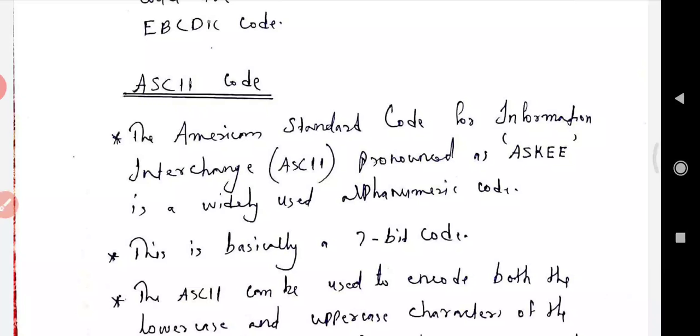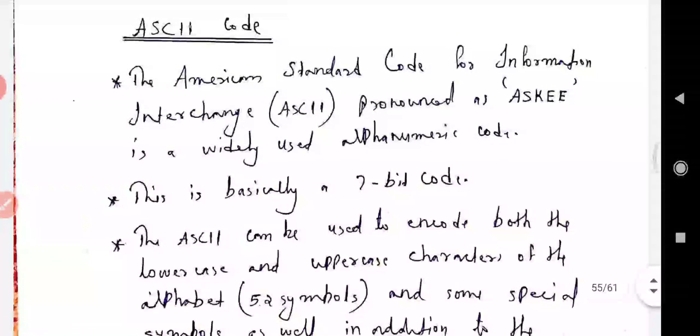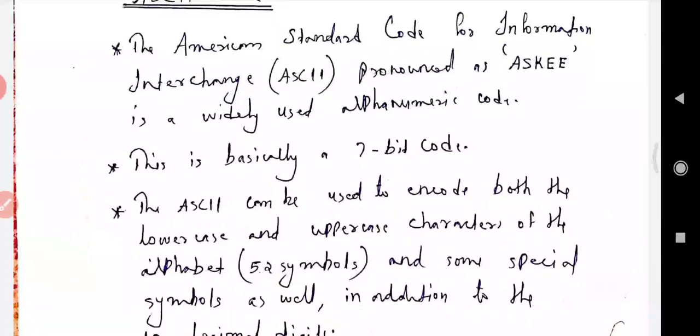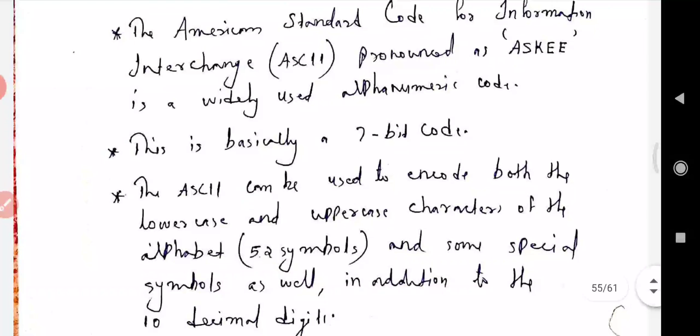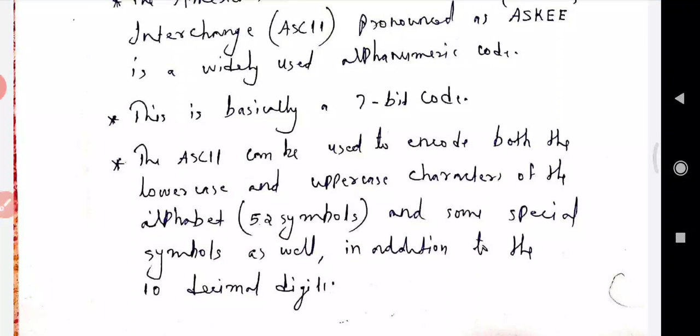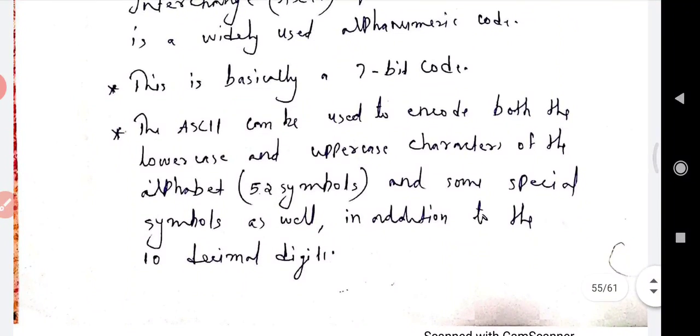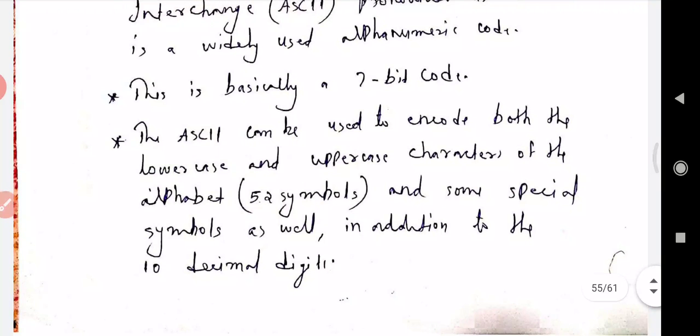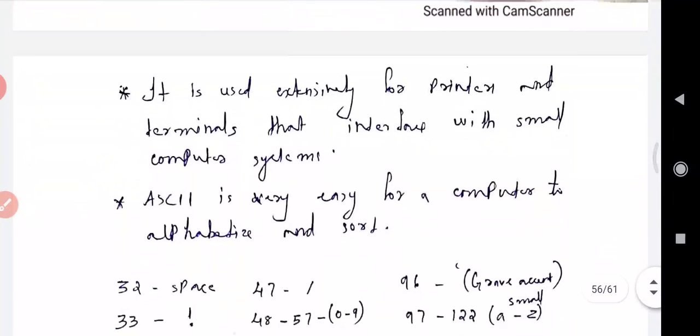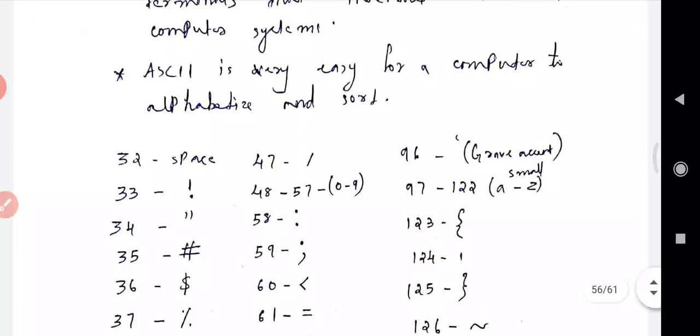You just need to know it is a 7-bit code, and ASCII can be used to encode both the lowercase and uppercase letters of the alphabet, that is 52 symbols, and some special symbols as well, in addition to the 10 decimal digits. That is the main function of the ASCII code, and it is used extensively for printers and terminals, the interface with a small computer system. And ASCII is very easy for a computer to alphabetize and sort.